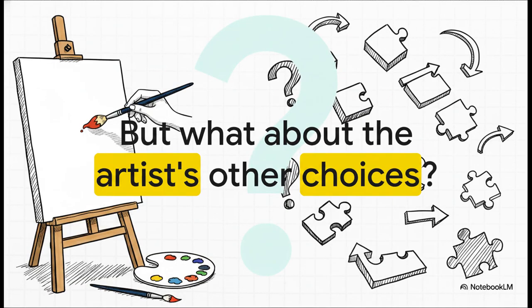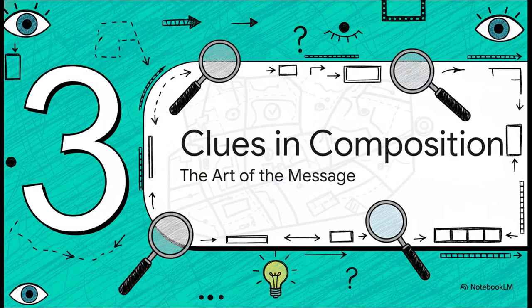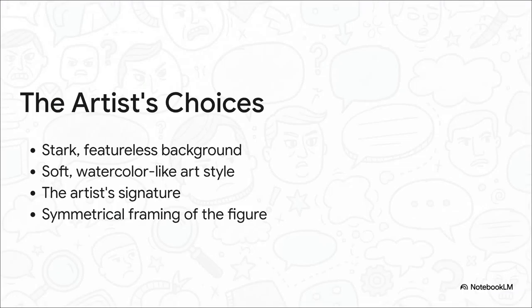So we've analyzed the characters, but an artist's canvas is always more than just the people on it. The context, or in this case, the total lack of context, is just as important. Let's dig into that and see how it helps build the message. Seriously, every part of the composition is a clue. The background, the art style, the framing, these are all the tools the artist is using to shape how we interpret the scene.